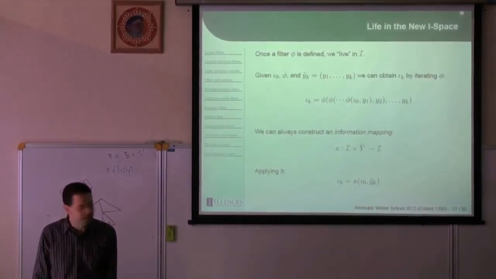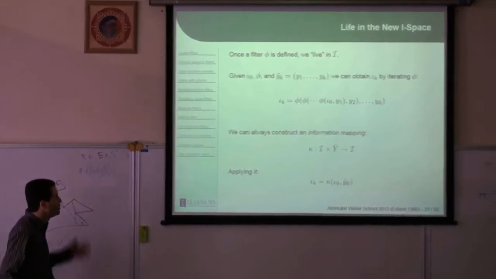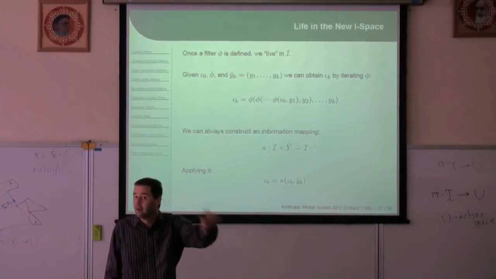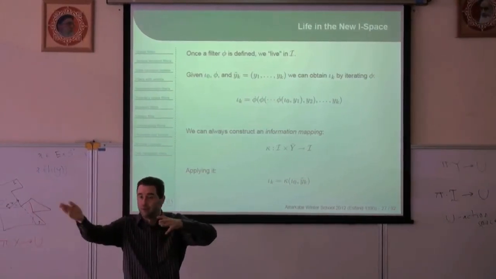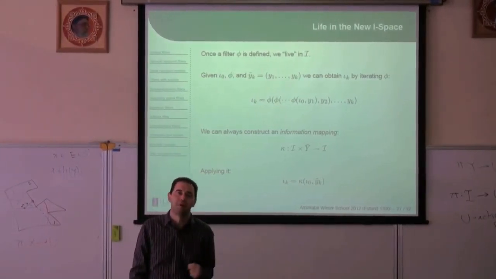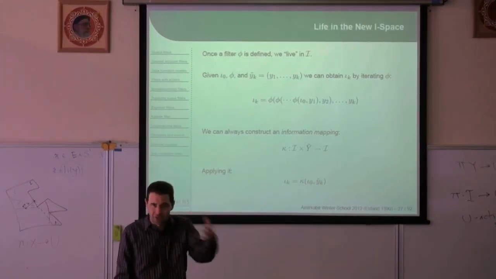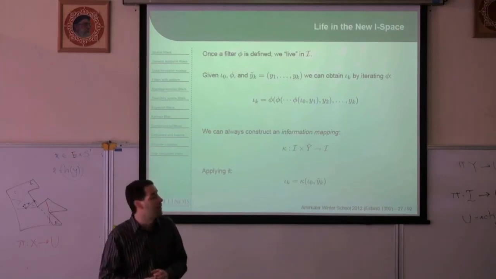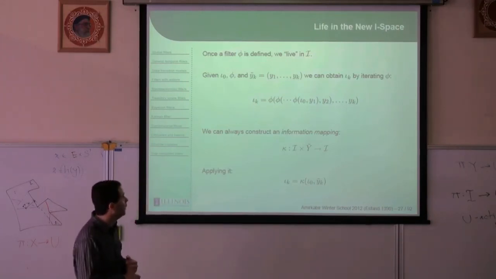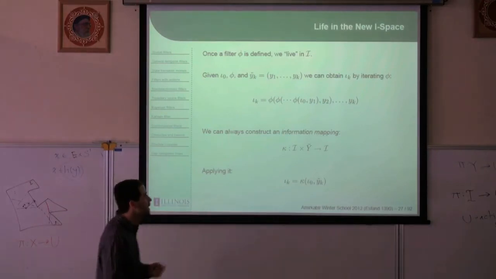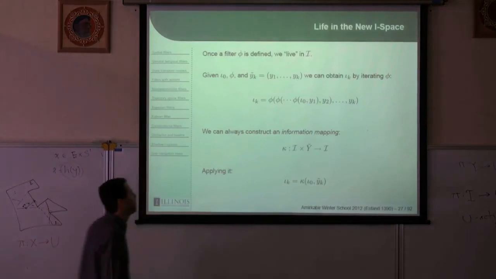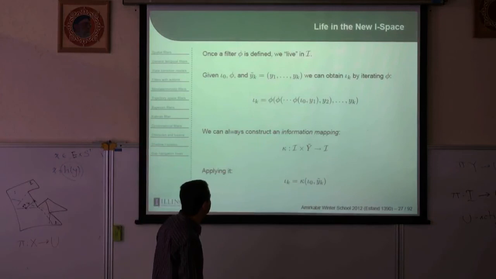As I said, once you define this filter, you try to live in the information space. You always stay there, right? You get in new information from observations, but you continue to live in this information space. In other words, that's the space you're transitioning in. It's like your new state space, but it's the internal one that you're using for computation. So everything you need to get is done by just iterating this mapping phi, over and over again. Okay, so that's something to think about.